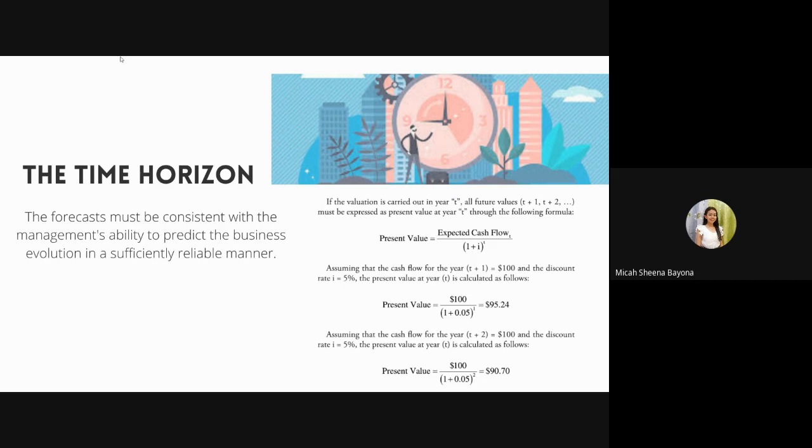$95.24. And for the second year, the discount rate is still 5%, and the present value is $90.70.